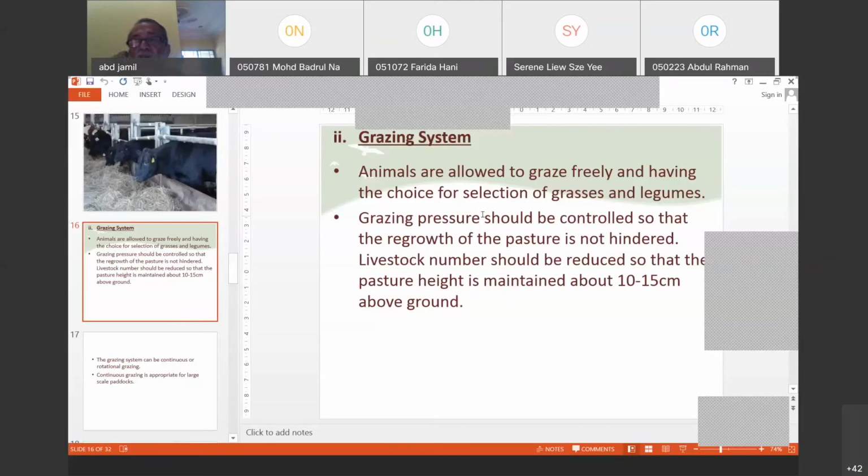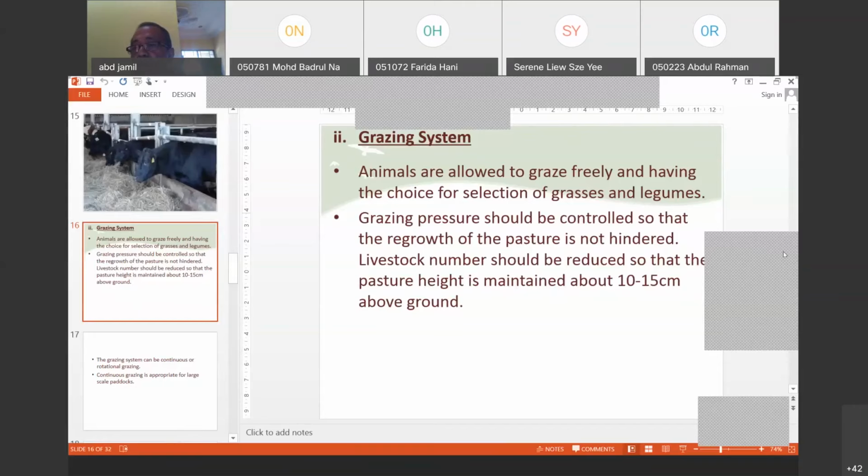So you must ensure that after the animal grazes on the pasture, the regrowth of the pasture is maintained. If you do too intensive grazing, for example, you keep the animals per unit area for too long, or you have too many animals per unit area, then you are giving a very high grazing pressure, and that high grazing pressure will disturb the regrowth of your pasture.